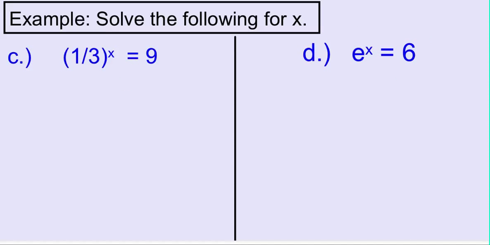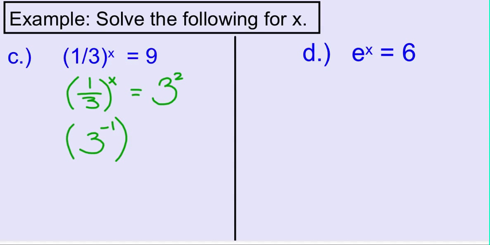Next example, 1/3 raised to the x power equals 9. Very similar to our first example. I can rewrite these to the same base. So I have 1/3 to the x equals, and I'm going to rewrite this as 3 times 3, which is 9. Then, if you remember, a fraction, 1/3, can be rewritten as 3 to the negative 1 power. And I still have the x out on the back side here, and then 3 squared.